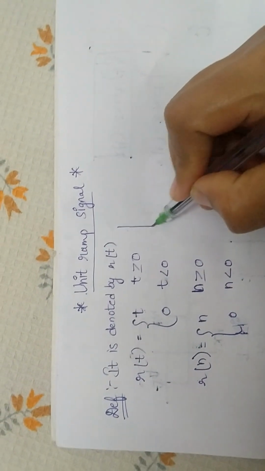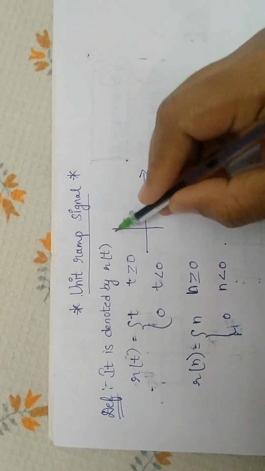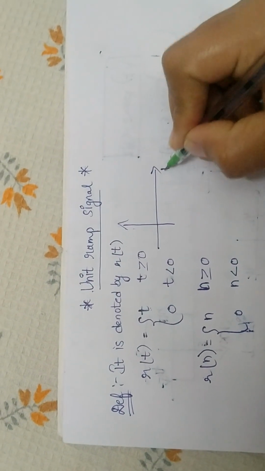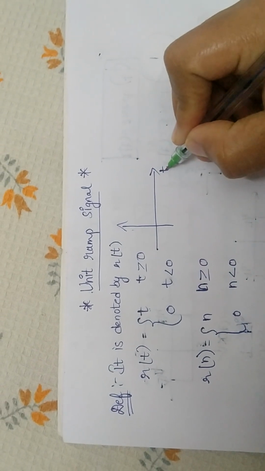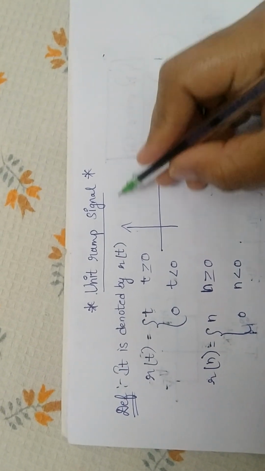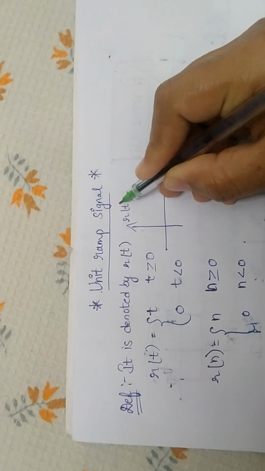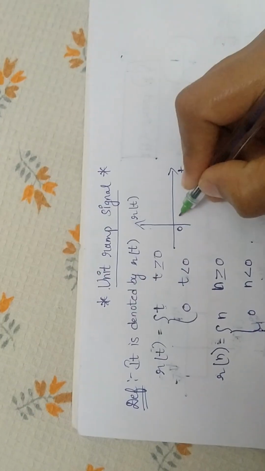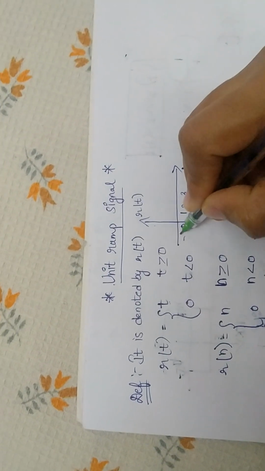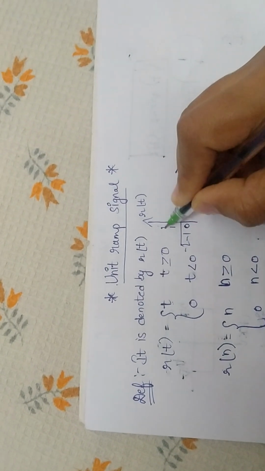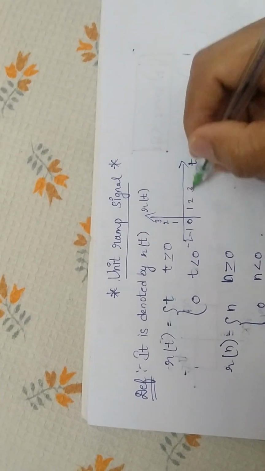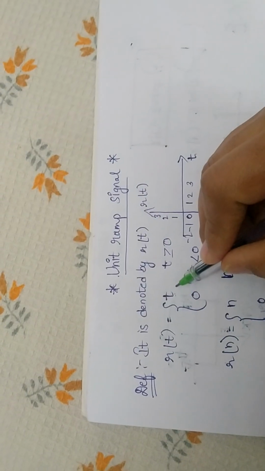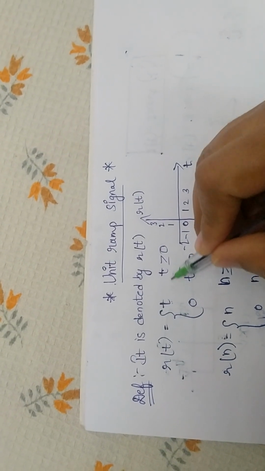Now I am taking the example, or graph, for the unit ramp signal. On the horizontal axis, or x-axis, we are taking t. The unit ramp signal is denoted R of t. Here are the positive values and here the negative values. This is the positive axis and this is the negative axis. Then coming to the definition formula, what is the value?